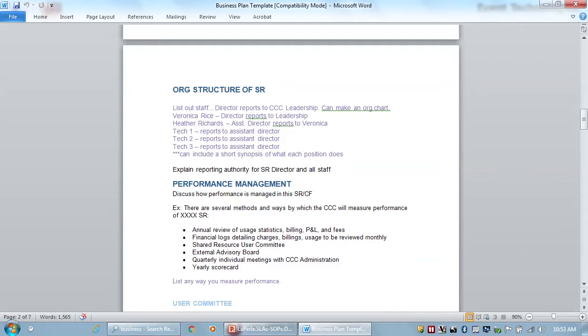And then the org structure of the shared resource. Here you just want to list, you can actually just do the org chart of who's in the core, who's working in the core, and how they report to one another.